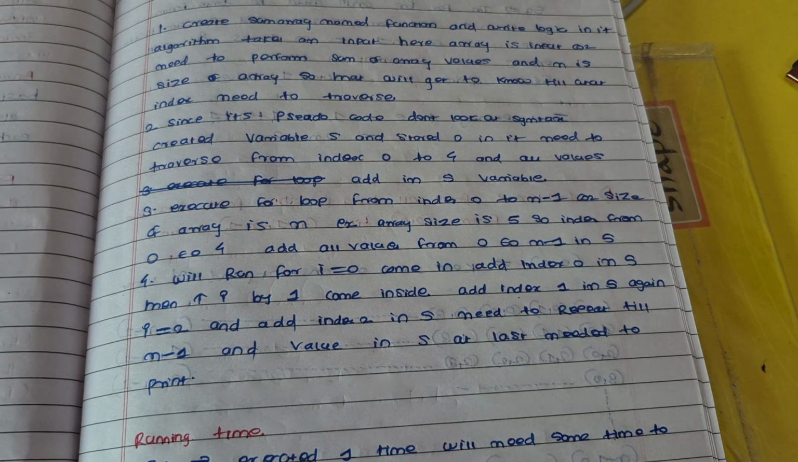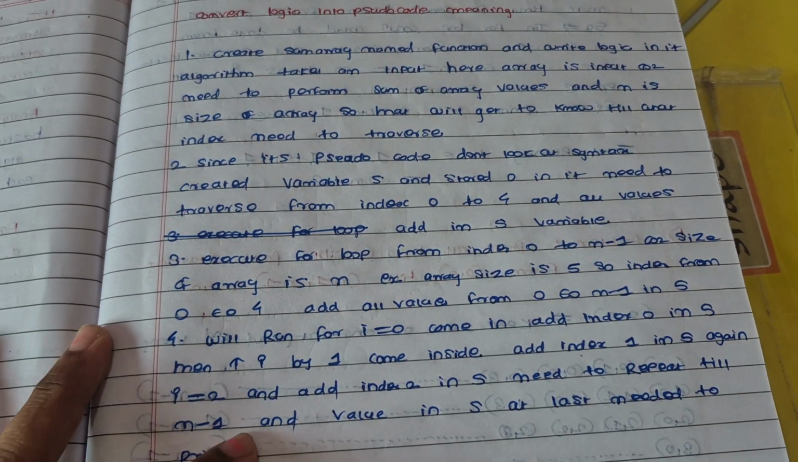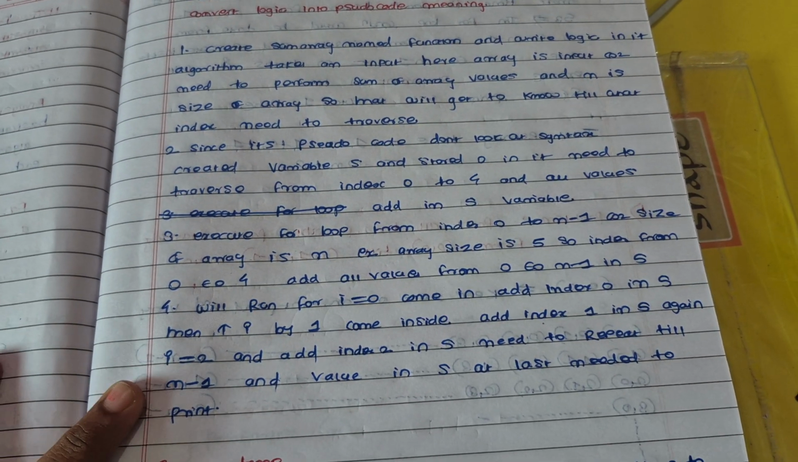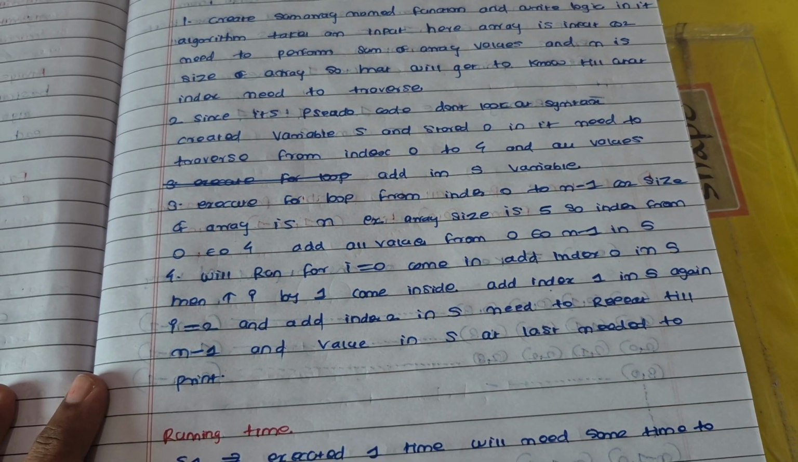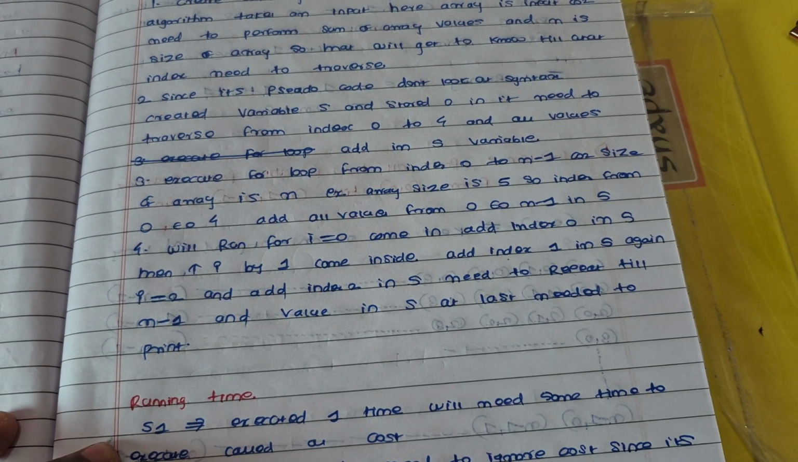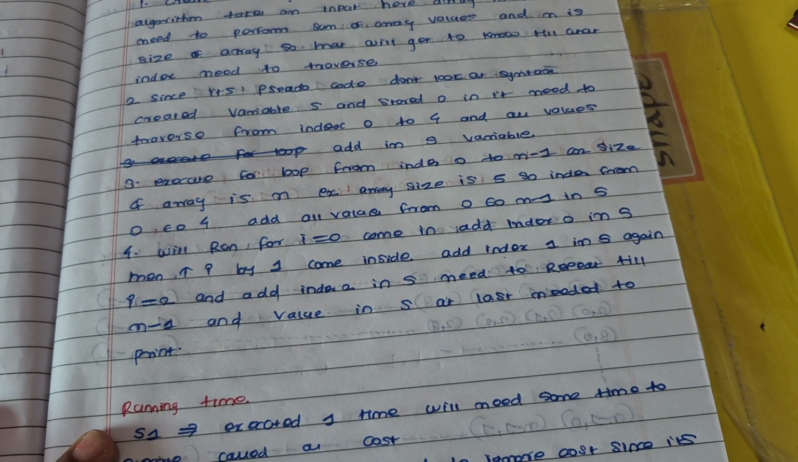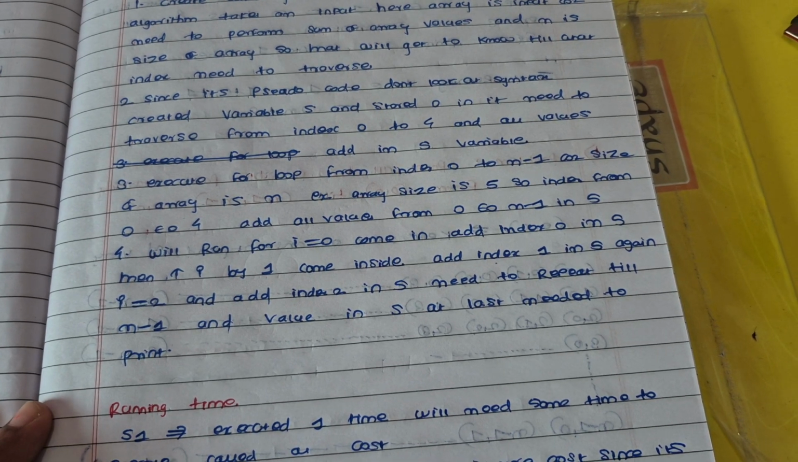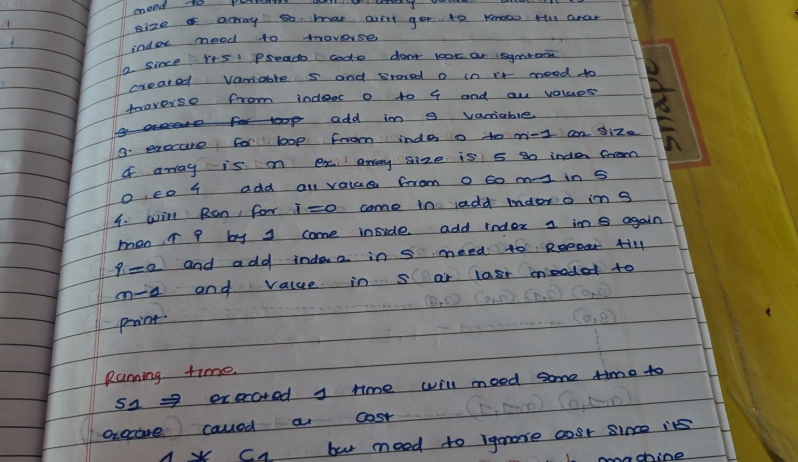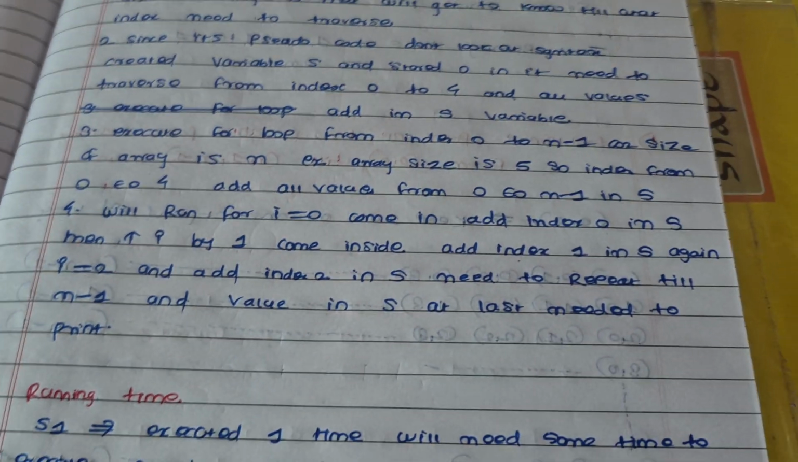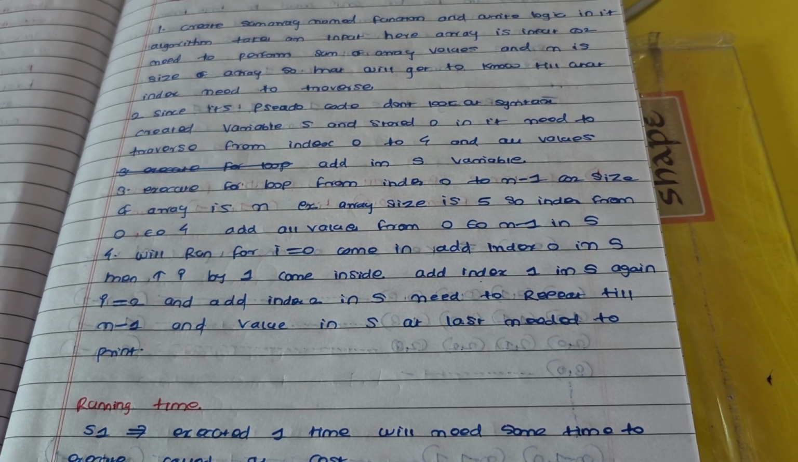Pseudocode is logic, not syntax, so we don't care about syntax because it's pseudocode. So we need to traverse from index 0 to 4 and add all values in the variable s. Execute the loop from index 0 to n-1 because the size is n. For example, if we have an array of size 5, we would traverse from 0 to 4. That's how 0 to n-1 works.